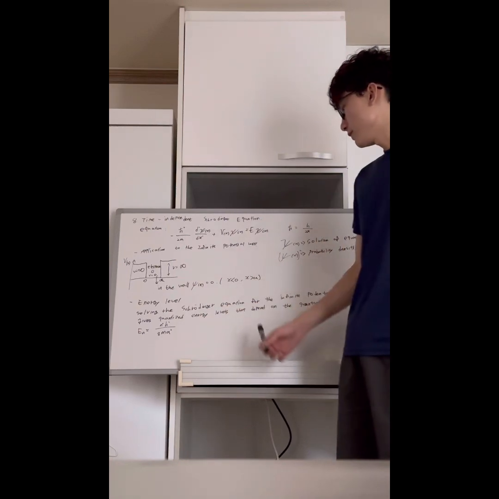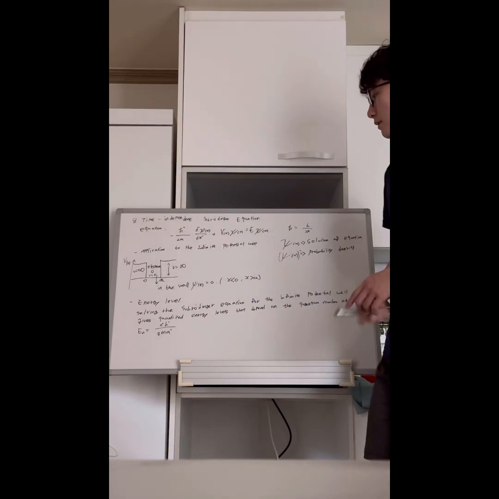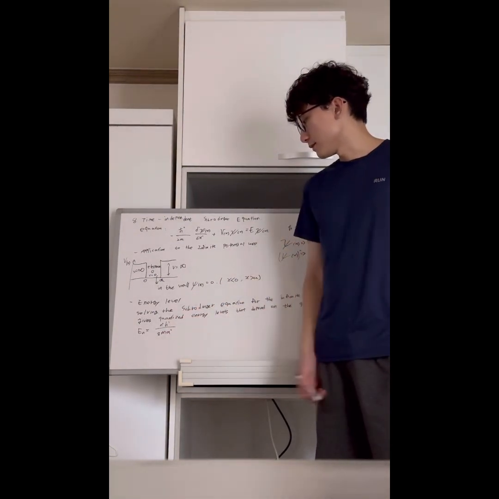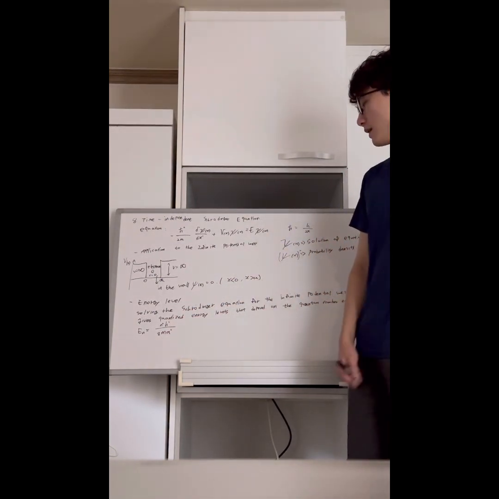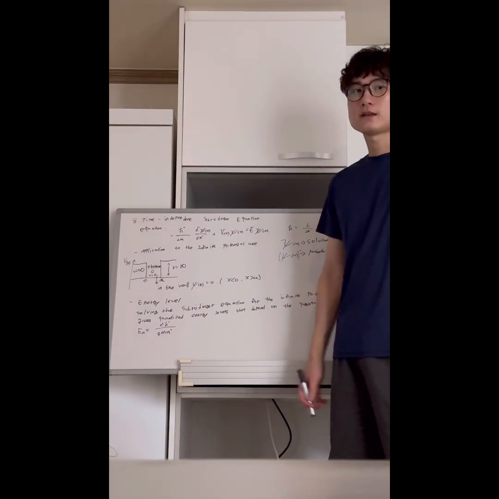And next, energy level. Solving the Schrödinger equation for the infinite potential well gives quantized energy levels that depend on the quantum number n. Energy level is En = n² h² / 8mL².